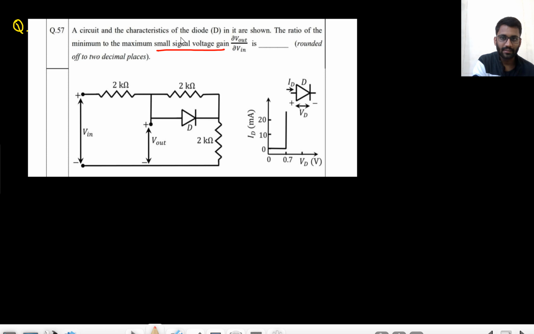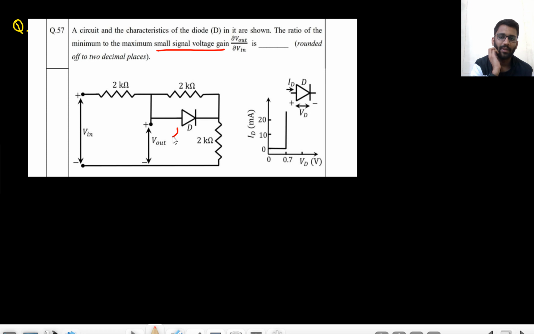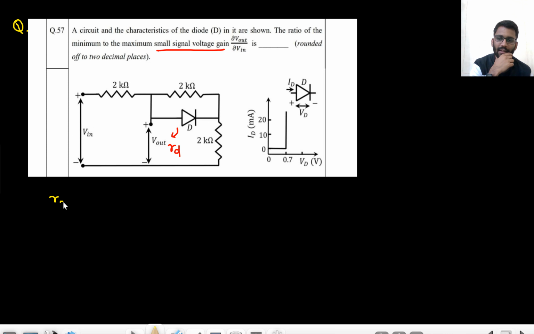A current and voltage characteristic of diode D is shown. This is the DC characteristic of the diode. The ratio of the minimum to maximum small signal voltage gain. Small signal voltage gain means this diode will be replaced with its RD. Now what is the minimum value of RD? This will be replaced with RD. What is RD? RD is eta Vt upon IDC. This is your RD.